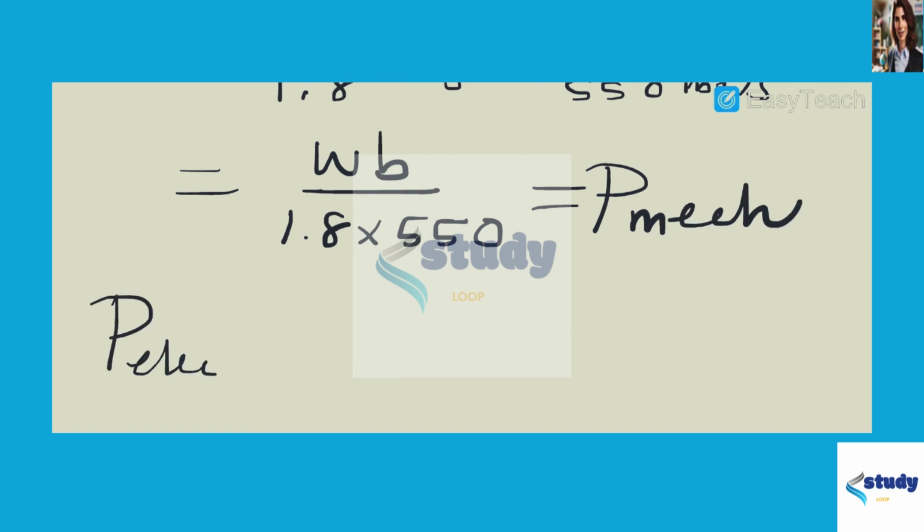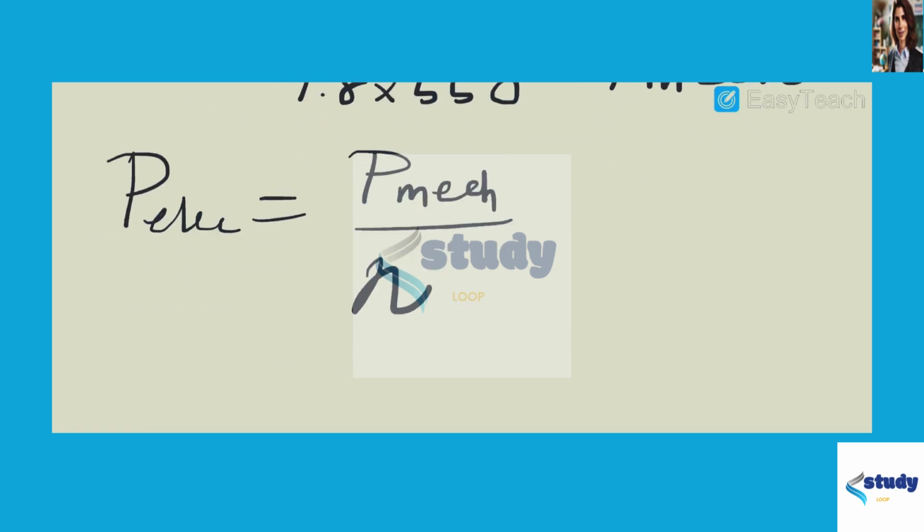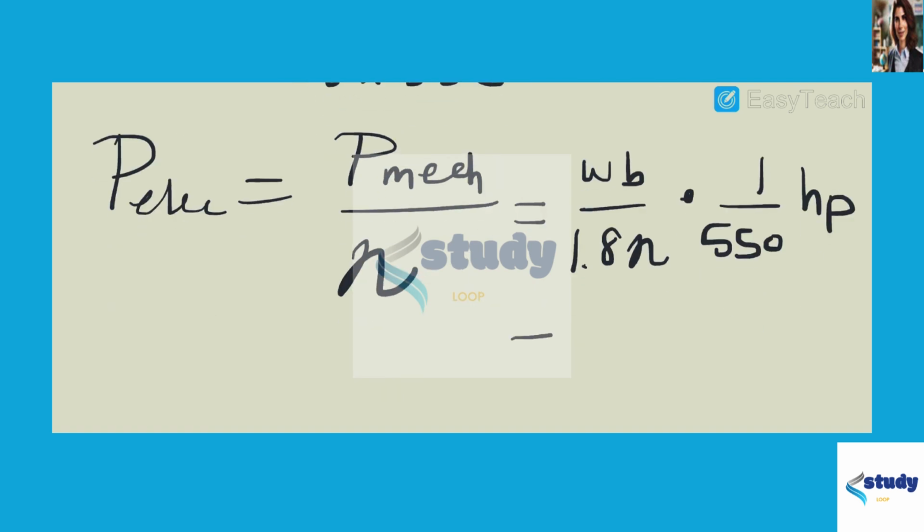Our electrical power is going to be P mechanical over our mechanical efficiency. We know P mechanical and we know eta, so that is going to give us WB over 1.8 eta times 1 over 550 horsepower. And that is our final answer.